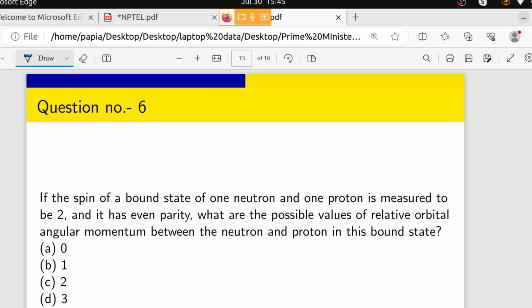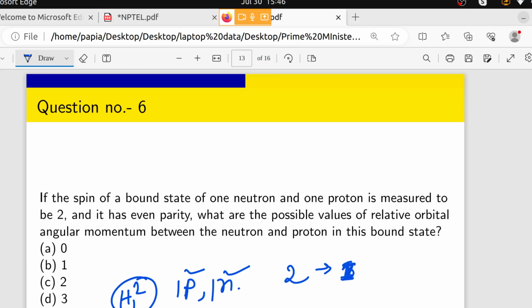Okay, so a bound state of 1 neutron and 1 proton means it is deuteron, right? One proton is there and 1 neutron is there. The spin is measured to be 2. Here I will tell the difference between I and S. And it has even parity, meaning positive. What are the possible values of relative orbital angular momentum between the neutron and proton in this bound state?